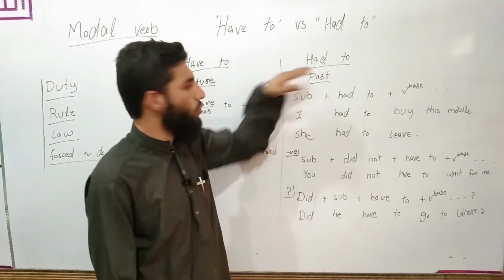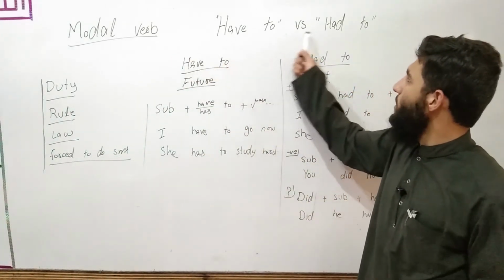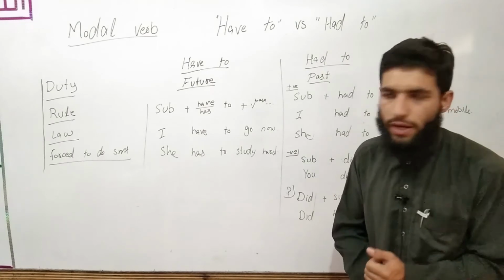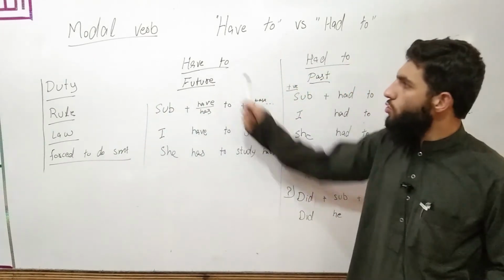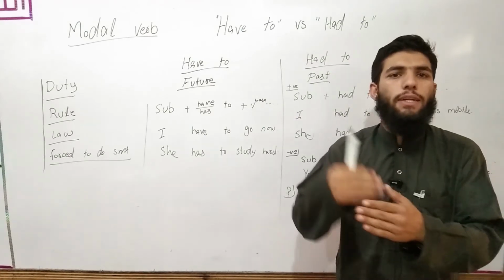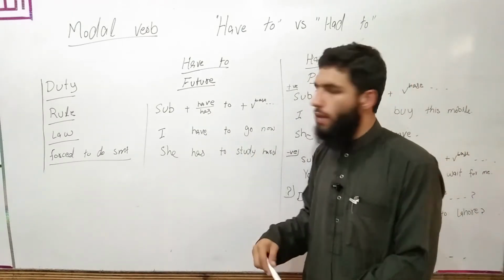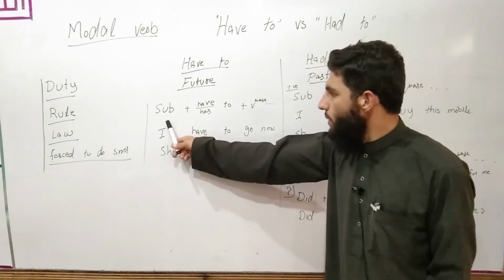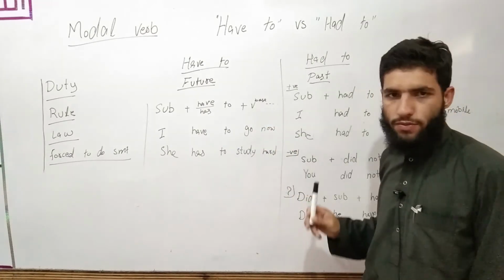That is had to. So today we have learned about have to versus had to. If you use have to, then it is for the future. Subject plus have to or has to plus verb base form.